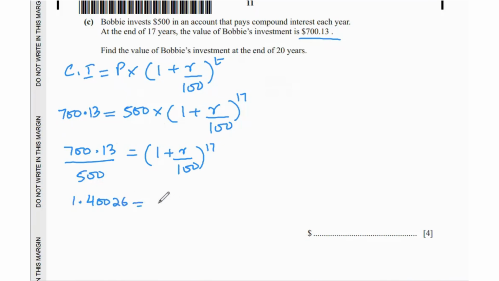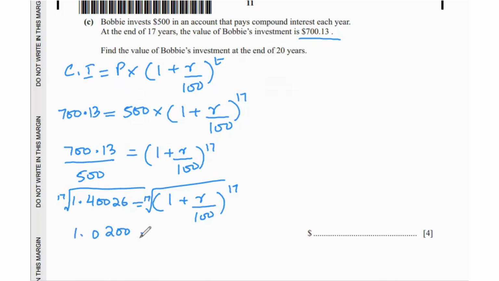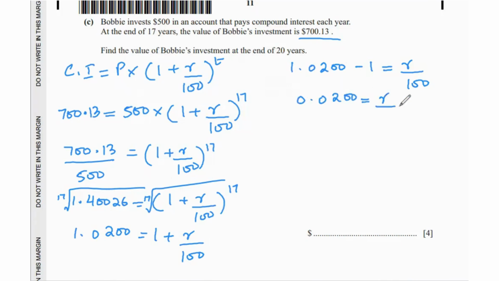That is 1.40026. Next, we will take the 17th root on both sides to get rid of the power of 17. So the 17th root of 1.40026 is going to be 1.0200. We have 1 plus r over 100 over here. Then 1.0200 minus 1 equals r over 100, which is 0.0200. Then we times that by 100. That gives us 2.0% as r.